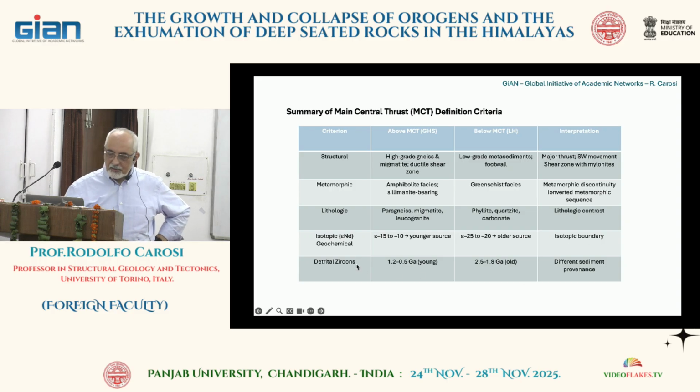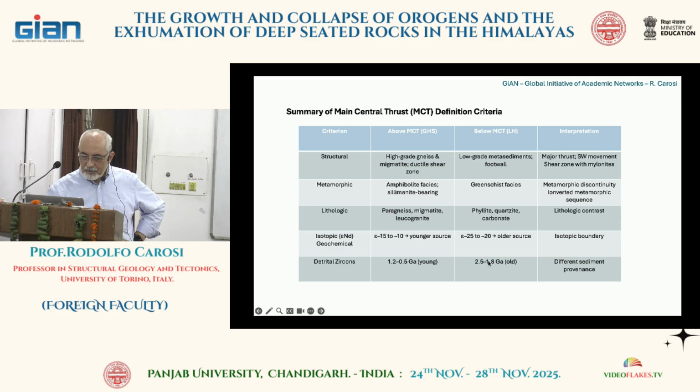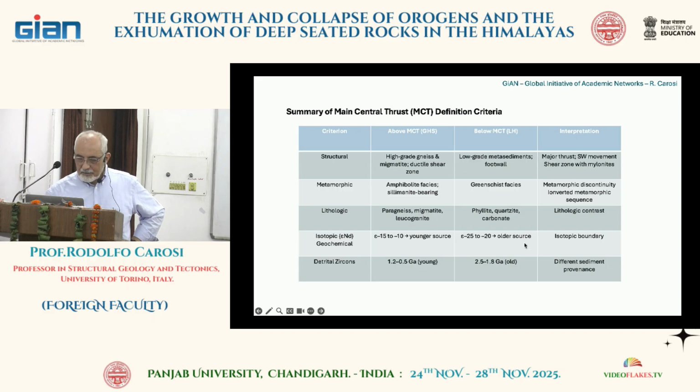Some people also use detrital zircons to gain the age of sedimentation of the rocks. And also in this case, you have a concentration of ages from 1.2 to 0.5 gigayears, a little bit younger with respect to the Lesser Himalayan Sequence below. It is 2.1, 1.8 gigayears, much older. So it is based on different sediment provenance. It is more or less confirmed by several authors.